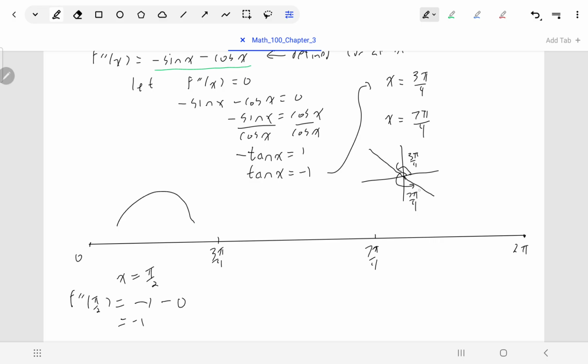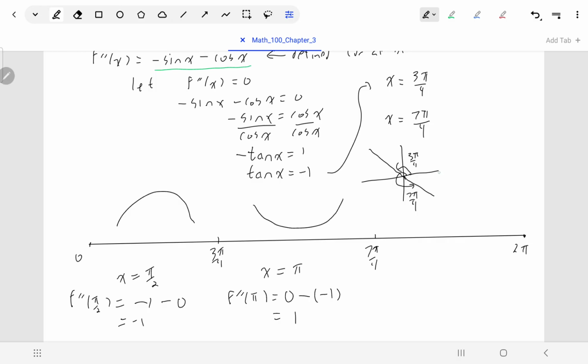Between 3 pi over 4 and 7 pi over 4, I guess pi is a good choice. Why not? So for my second derivative, I'd have minus sine of pi, which is 0, minus cosine of pi, which is negative 1. So my second derivative would be positive 1, positive, so we are concave upwards.